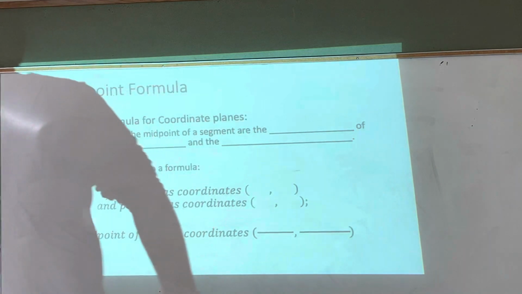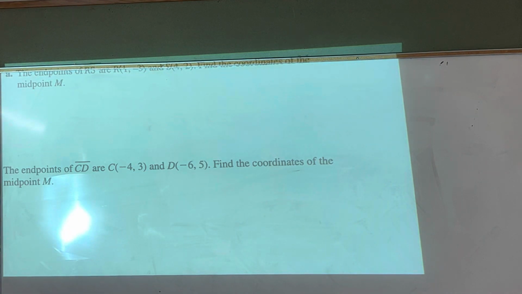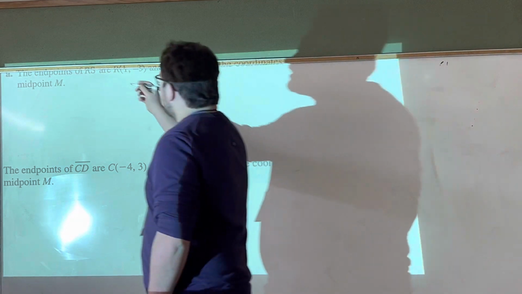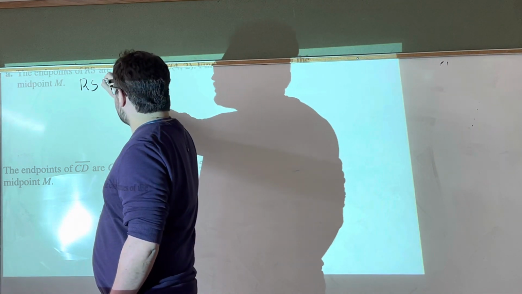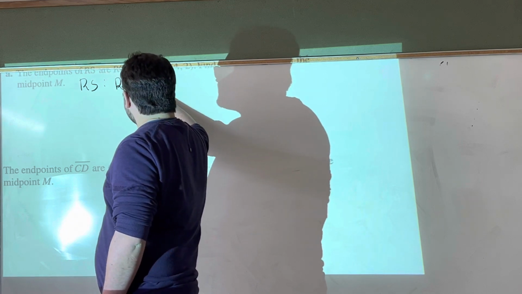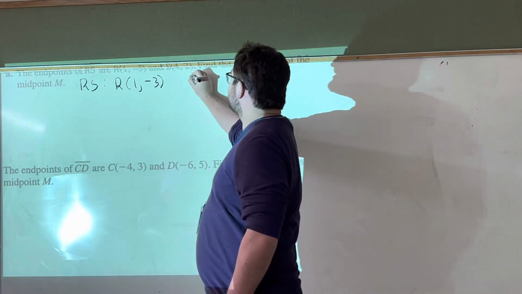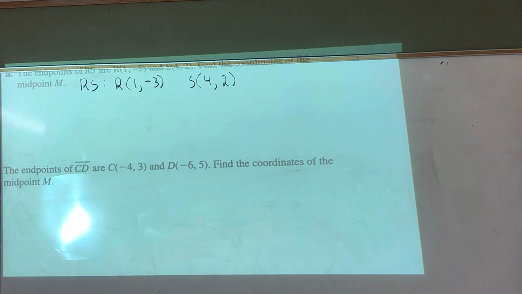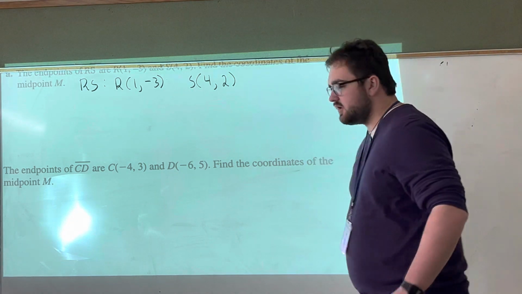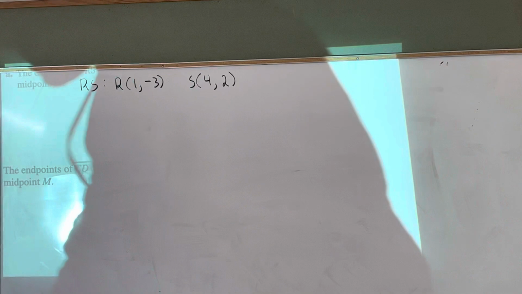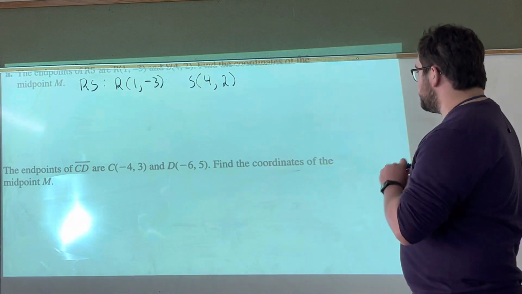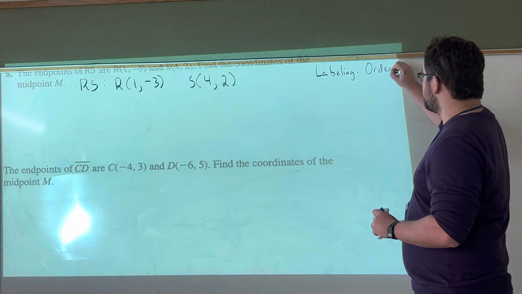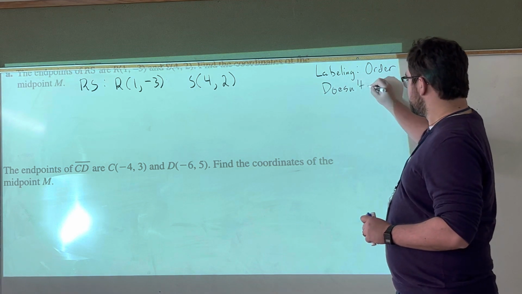So, the first example we're going to do is a straightforward application of the midpoint. We're given a segment, and we're told our segment is RS. It has two endpoints. R is at (-1, -3), and S is at (4, 2). We need to find the midpoint. First thing we want to do is label our points. When we're talking about labeling, the order doesn't matter.